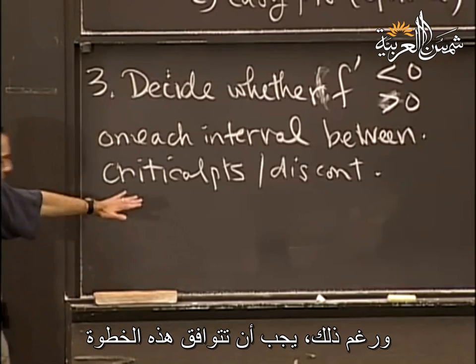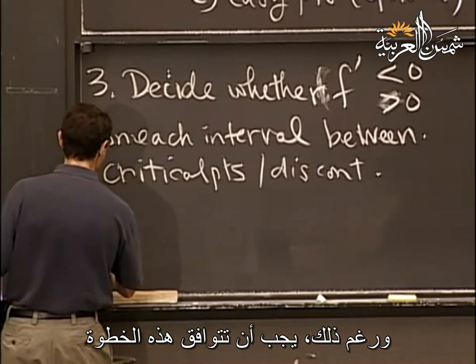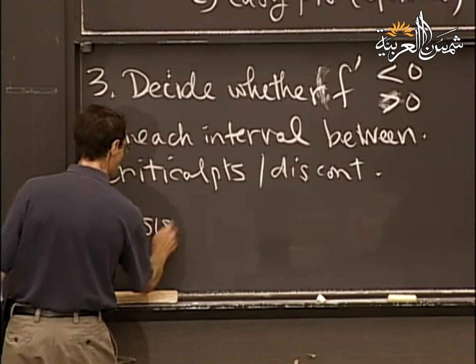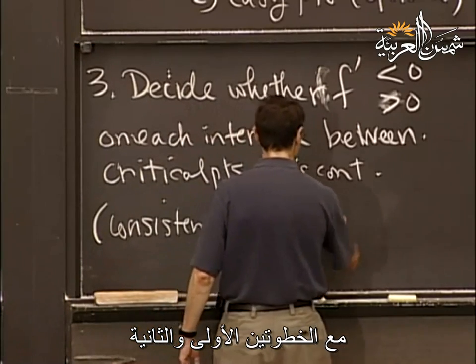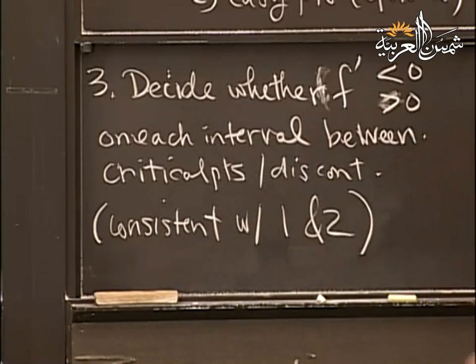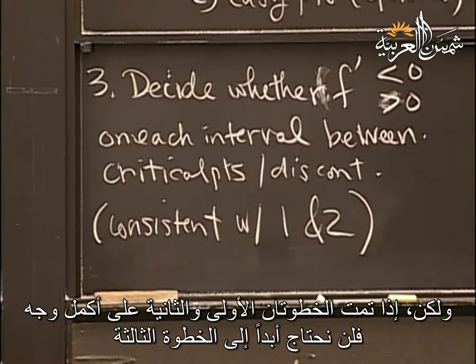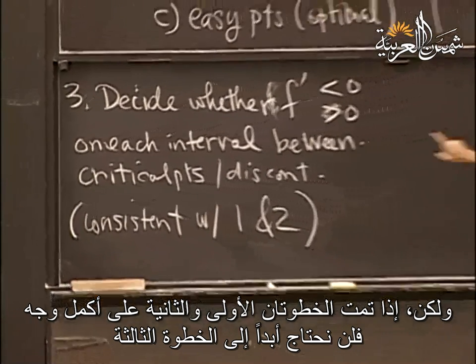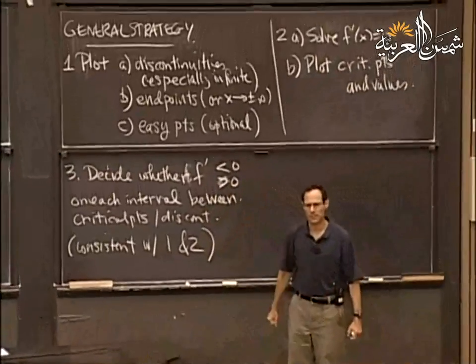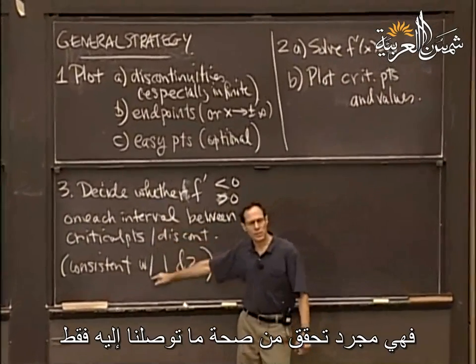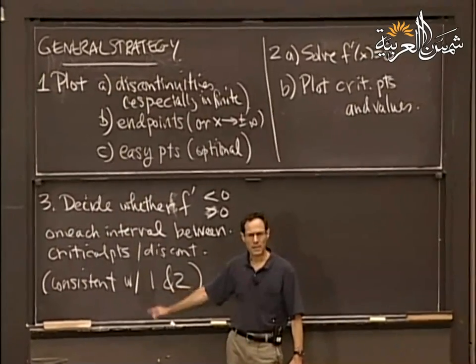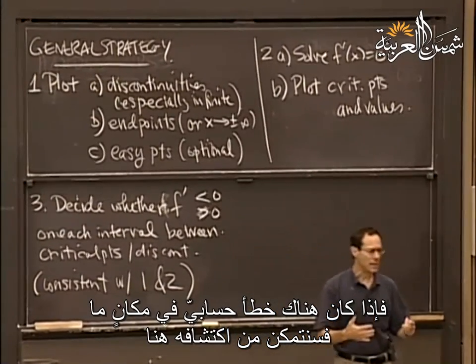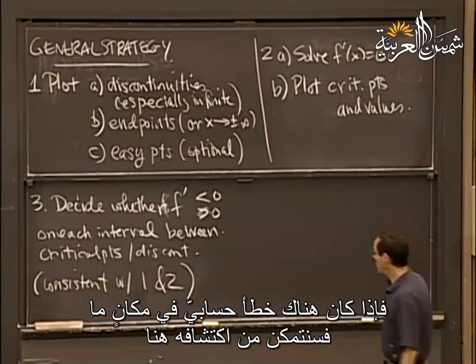However, this particular step has to be consistent with steps 1 and 2. In fact, if you can succeed in doing steps 1 and 2, you'll never need step 3. All it's doing is double checking. So if you made an arithmetic mistake somewhere, you'll be able to see it.